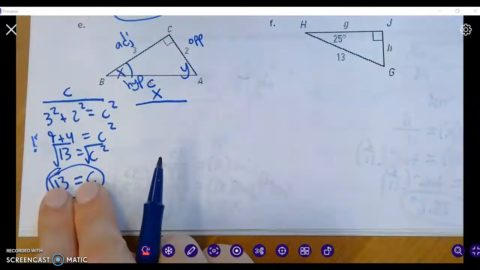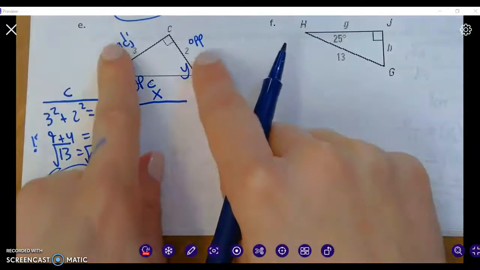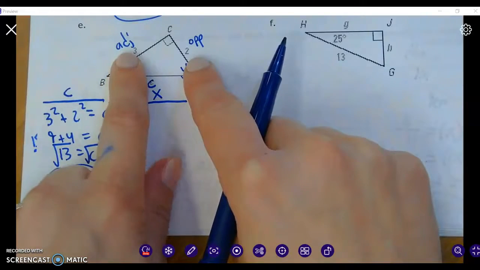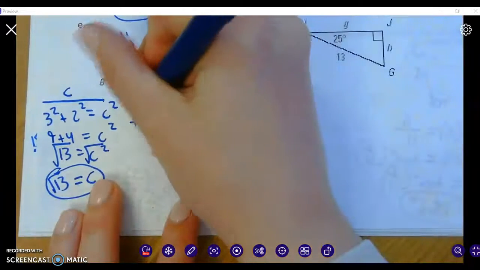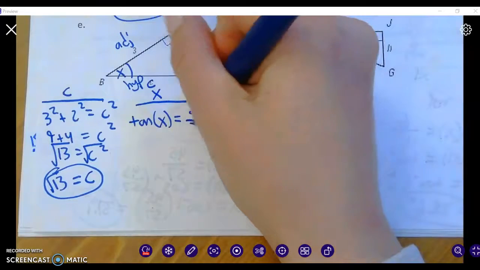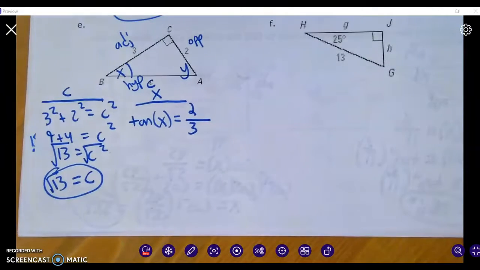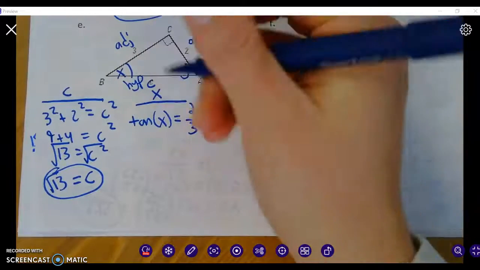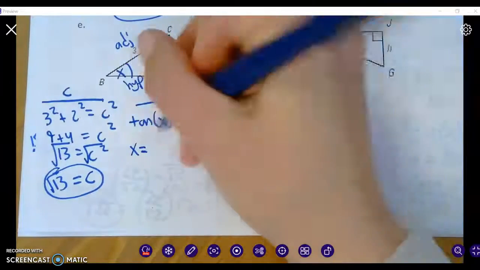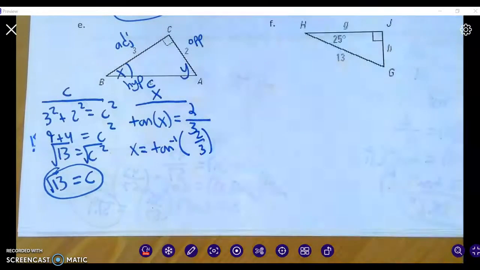Just in case I messed up my 3rd side, I'm not going to use that, so I don't have another wrong answer. So, what trig function uses opposite and adjacent? Okay, so we're going to do tan of x equals opposite over adjacent. Yep, this is inverse because we're finding an angle. So then you can skip all those extra steps and type in tan inverse of 2 over 3 to get your answer.